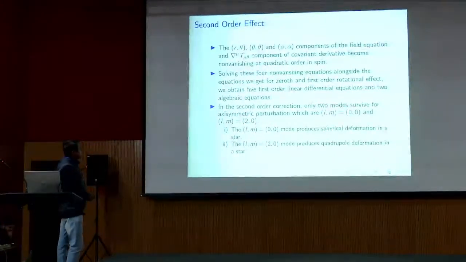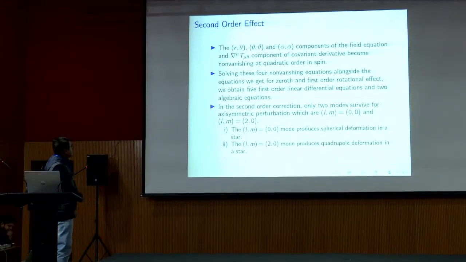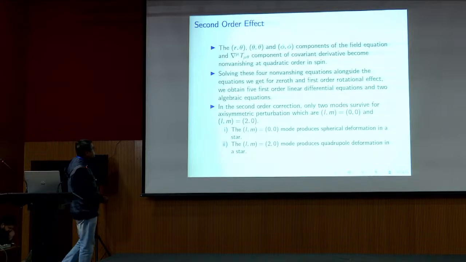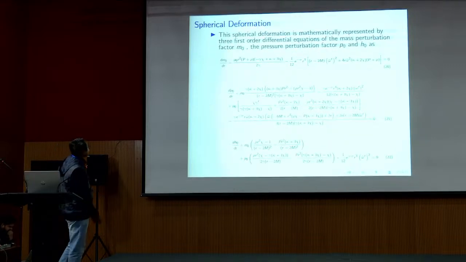5 first order linear differential equations as well as 2 algebraic equations. And in the second order corrections, we see that there are two modes. The axisymmetric mode is there, where you see this LM value is 0,0 as well as 2,0. So LM 0,0 gives the spherical deformation and 2,0 gives the quadrupole deformation of the stars.